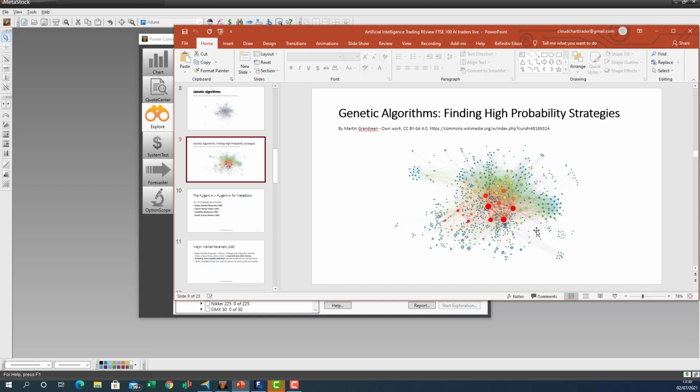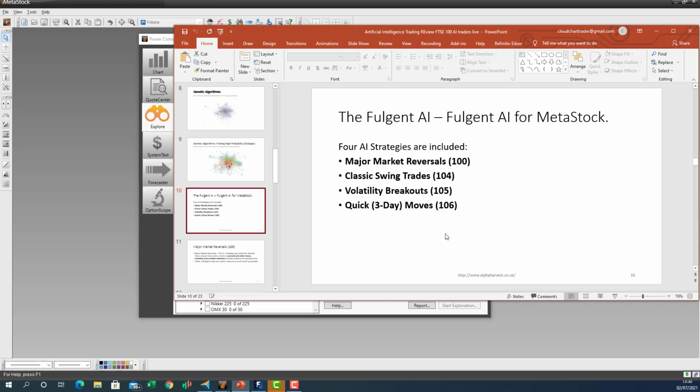So it'll keep testing that, create a new rule, and then retest that. So it's a constant process of elimination of unprofitable, low probability trades, basically. And that's how we get to these four typical AI generated trading strategies.